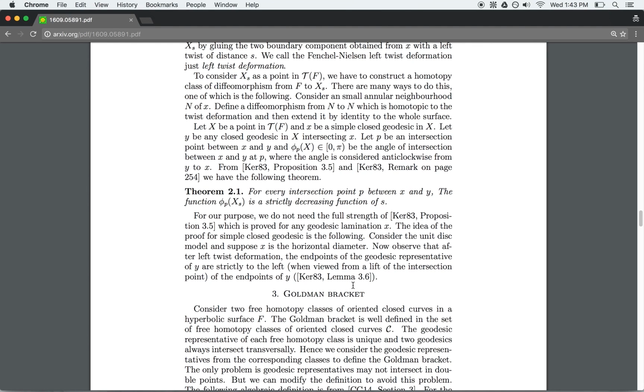For our purpose, we do not need the full strength of this proposition, which is proved for any geodesic lamination. The idea of the proof for a simple closed geodesic is the following. Consider the unit disk model and suppose x is the horizontal diameter. Now observe that after left twist deformation, the endpoints of the geodesic representative of y are strictly to the left when viewed from a lift of the intersection point of the endpoints of y.